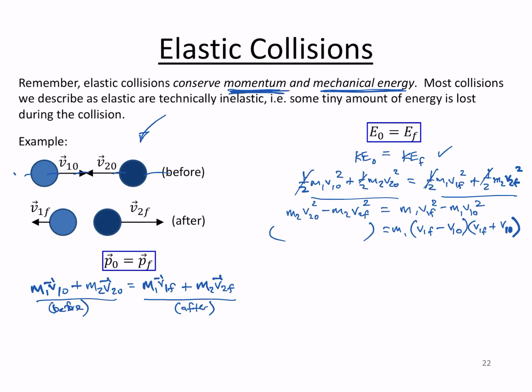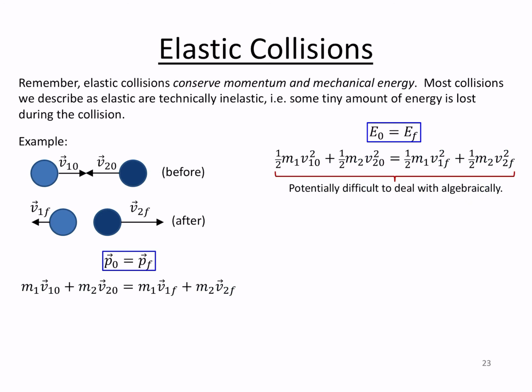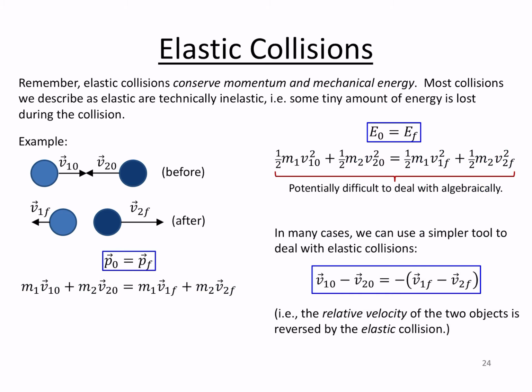And if you do that and then do a similar thing with momentum, you group the terms by the object they're associated with, you can make a substitution from the momentum equation into this. And what you end up with after all of that algebra, which is a little ugly, okay, but doable, is a much simpler equation to deal with under many circumstances. And that equation looks like this.